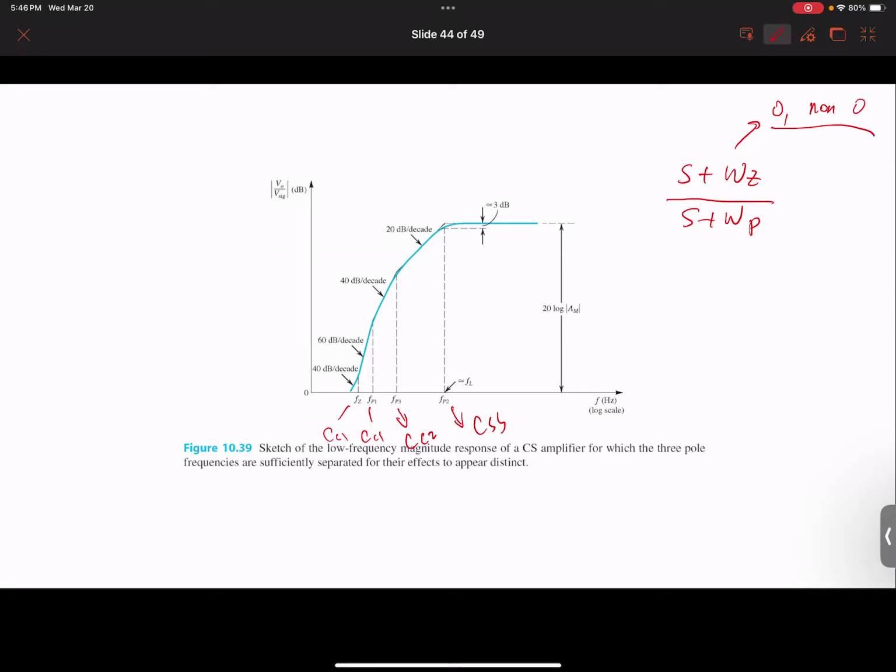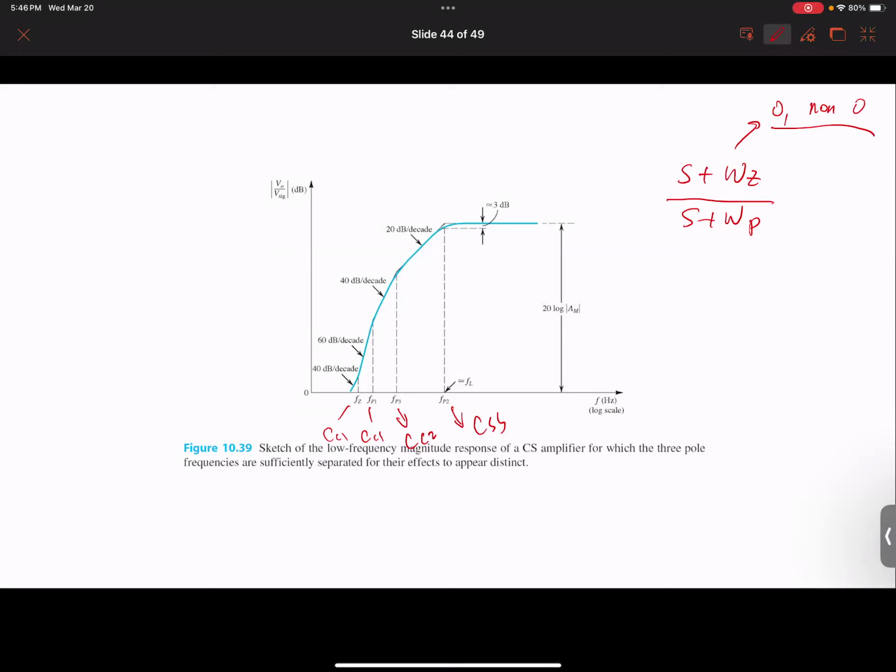But in any case, you always have S at the numerator and S at the denominator. And you always write it in S plus something. You don't write it in 1 plus something. Okay, you write S plus something.